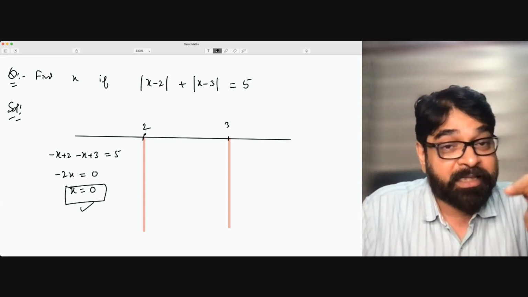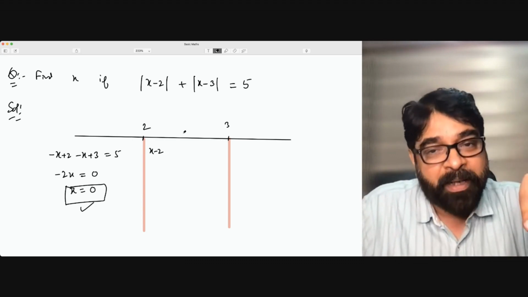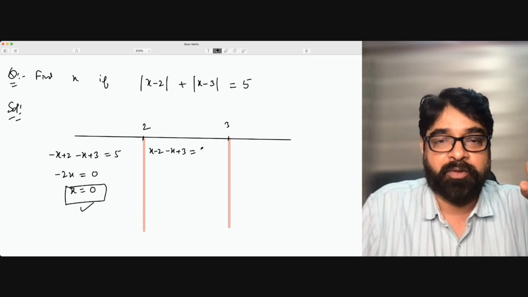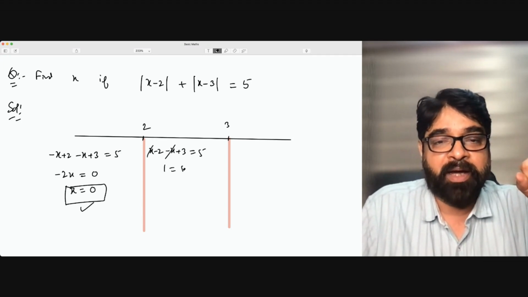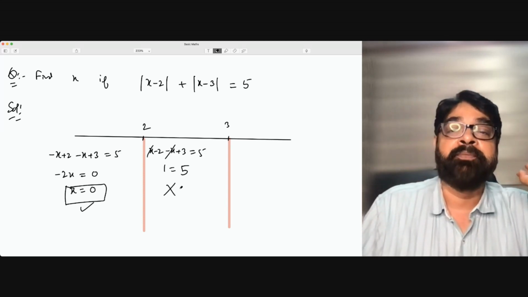Between 2 and 3, that means x is bigger than 2. Bigger than 2, so this is positive: x minus 2. But x is lesser than 3, so this will be negative. Minus x plus 3 equal to 5. X cancels, 1 equal to 5. Mathematics says 1 equal to 5 means no solution in this area.